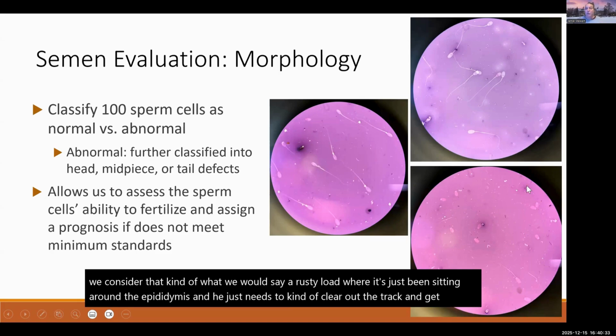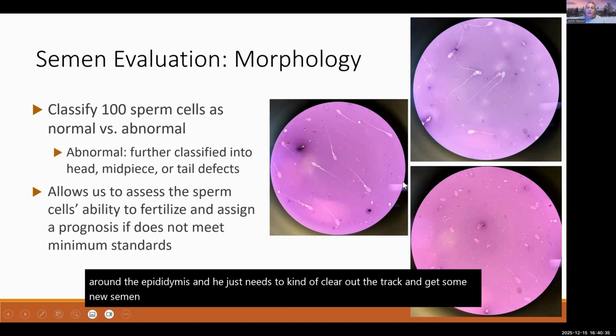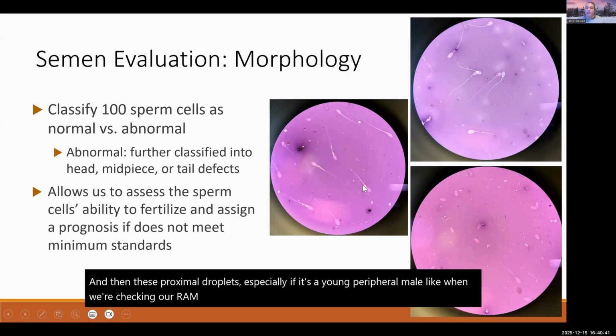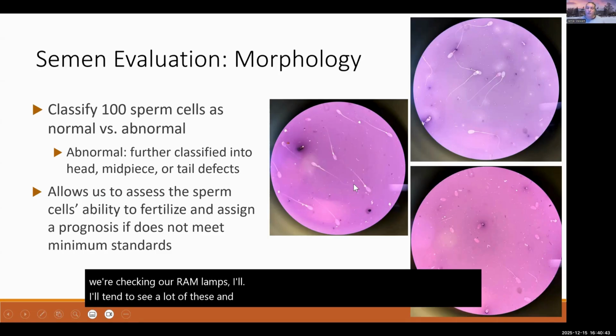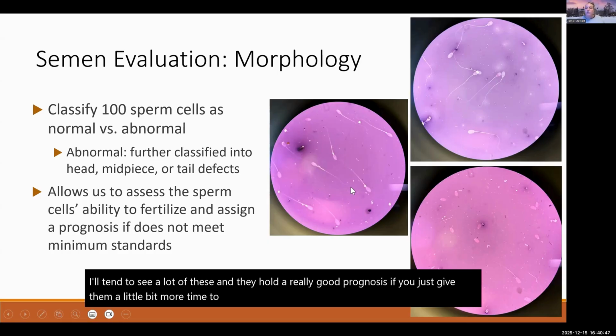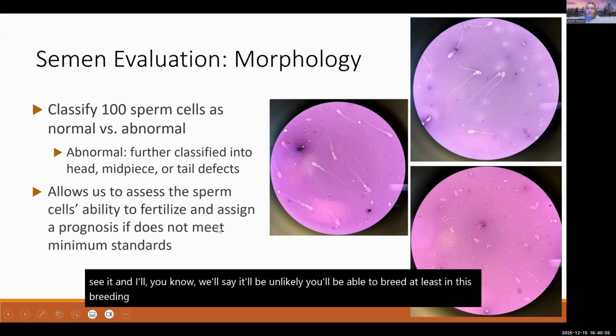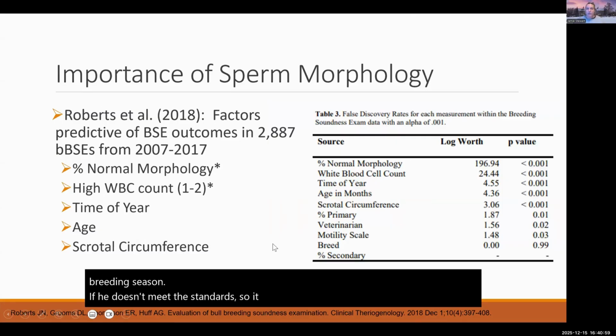some new semen flowing. And then these proximal droplets, especially if it's a young peripubertal male, like when we're checking our ram lambs, I'll tend to see a lot of these, and they hold a really good prognosis if you just give them a little bit more time to mature. Whereas there are certain defects where, again, I'll see it and we'll say it's unlikely he'll be able to breed, at least in this breeding season, if he doesn't meet the standards. So it gives us a lot more information.